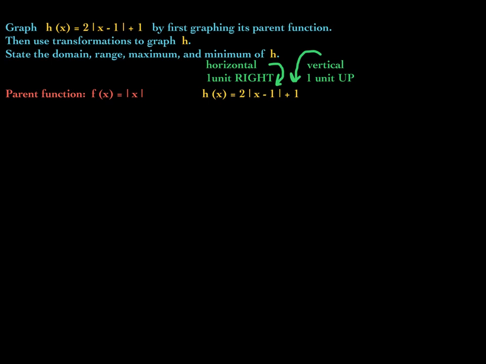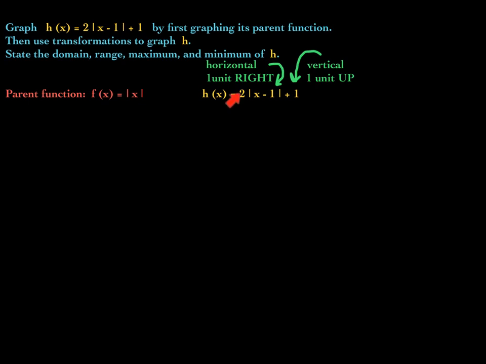All right, so we have those 2 labeled there. 1 unit to the right, and this one represents 1 unit up, okay? Now this 2 here in front of the absolute value bars, basically the coefficient of these absolute value bars, represents a vertical stretch. Because this number is greater than 1, it represents a vertical stretch.